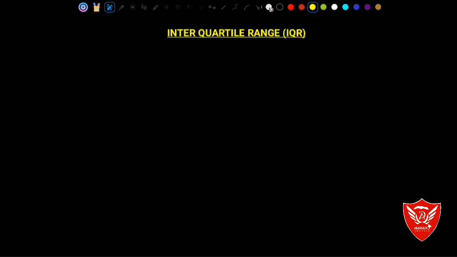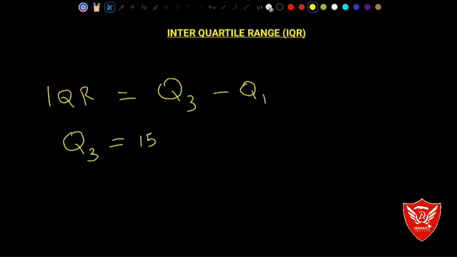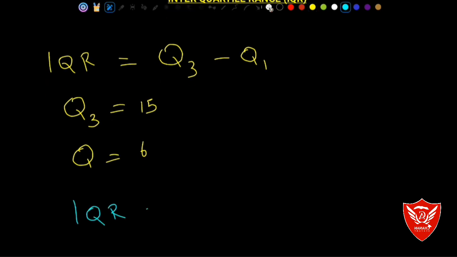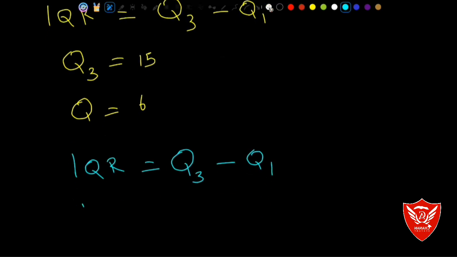The interquartile range measures the spread of the middle. The formula is given as interquartile range is equal to the third quartile minus the first quartile. Now, suppose our third quartile is equal to 15 and our first quartile is equal to 6, as in our previous example. Therefore, the interquartile range will be 15 minus 6, which is going to give us 9. So our interquartile range is equal to 9.